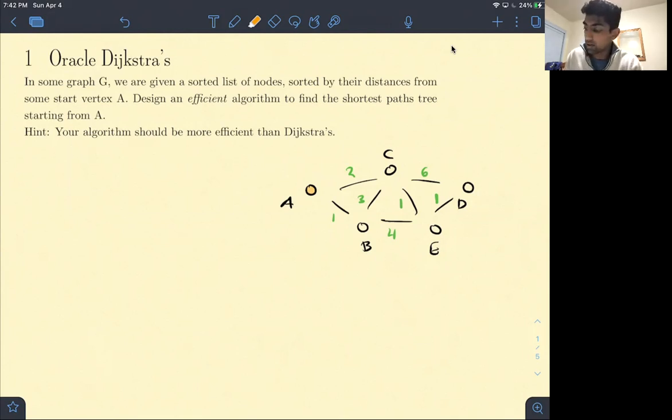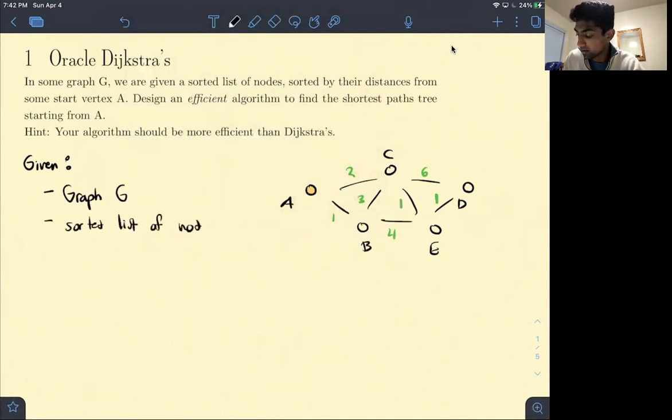Cool. So let's just recap. We are given a graph G, and we're also given a sorted list of nodes by distance to A. And what we want is the shortest path tree.